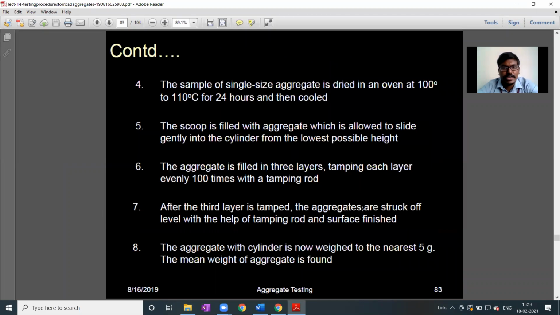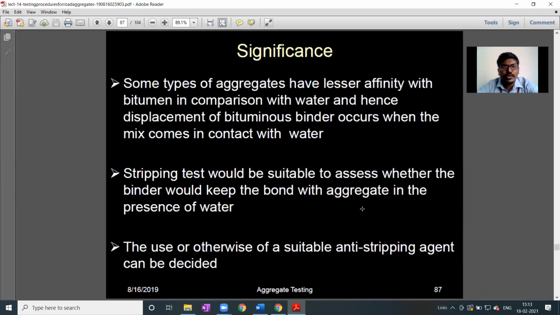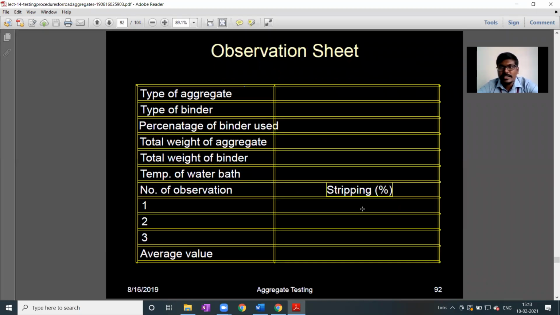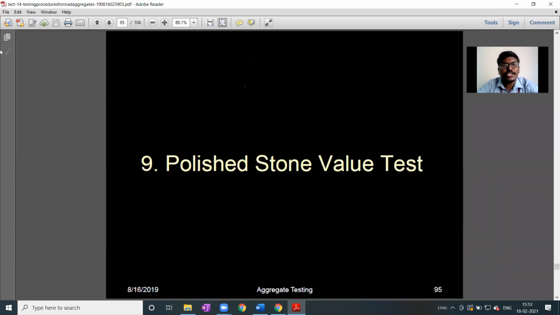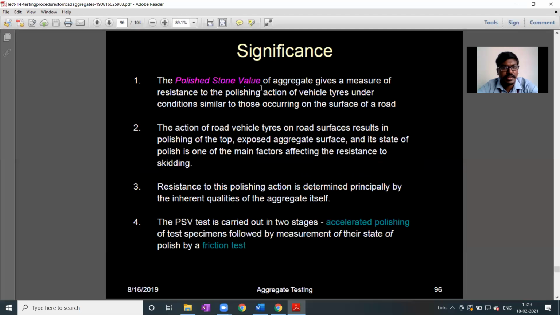Angularity number I have already explained. Simple experiment. Stripping value of road aggregates I have explained. That is the addition of bitumen. Polished stone value test, yes, lastly here.